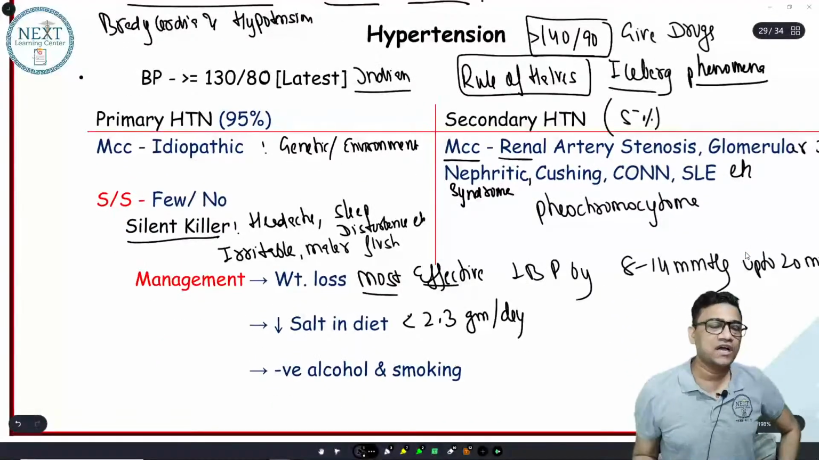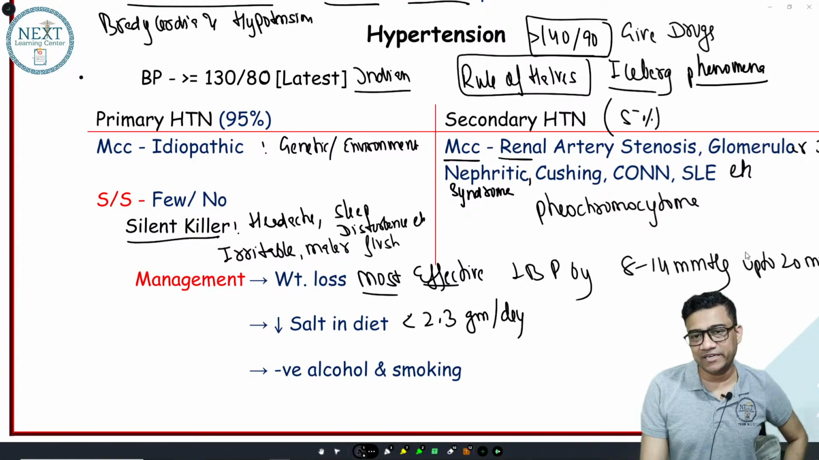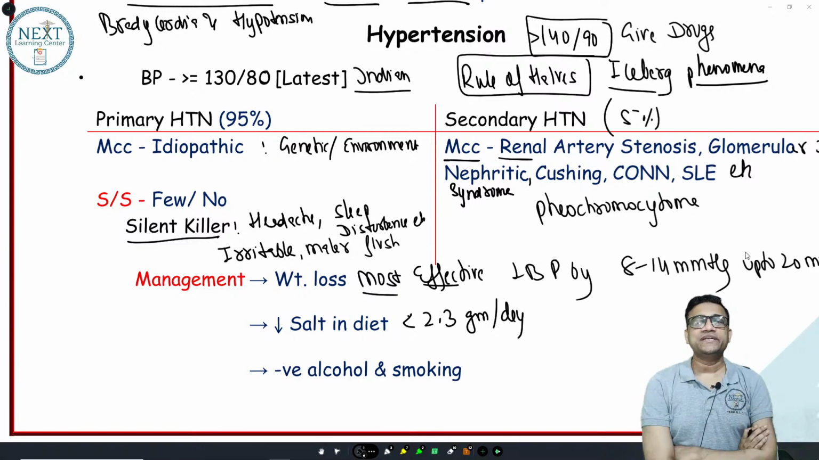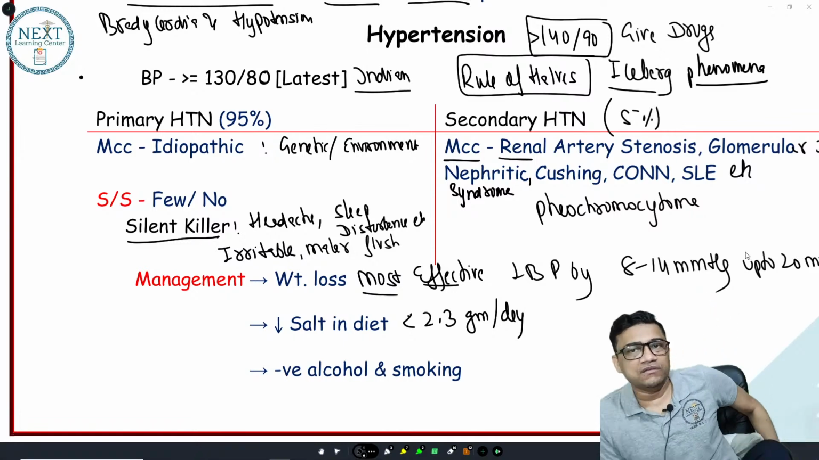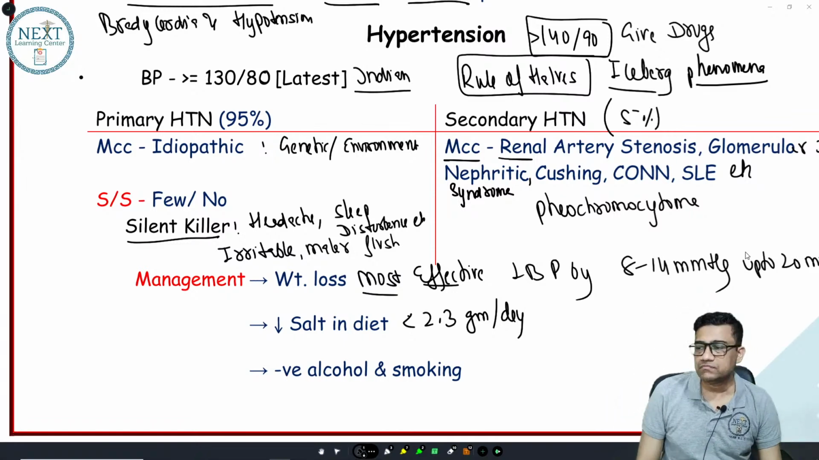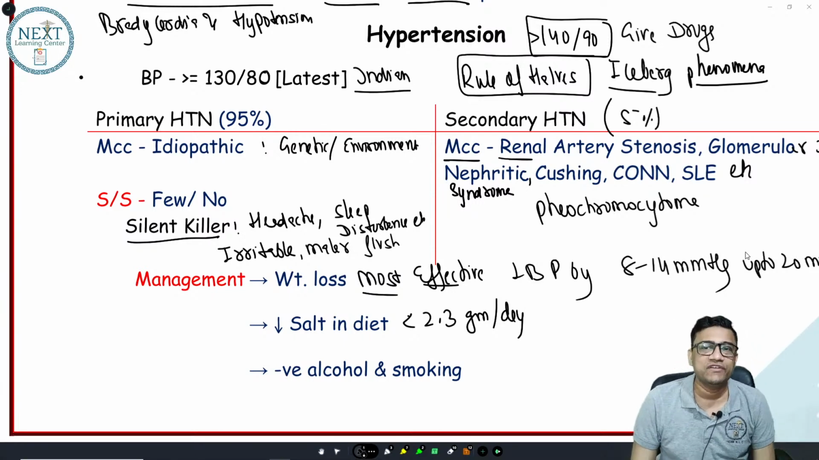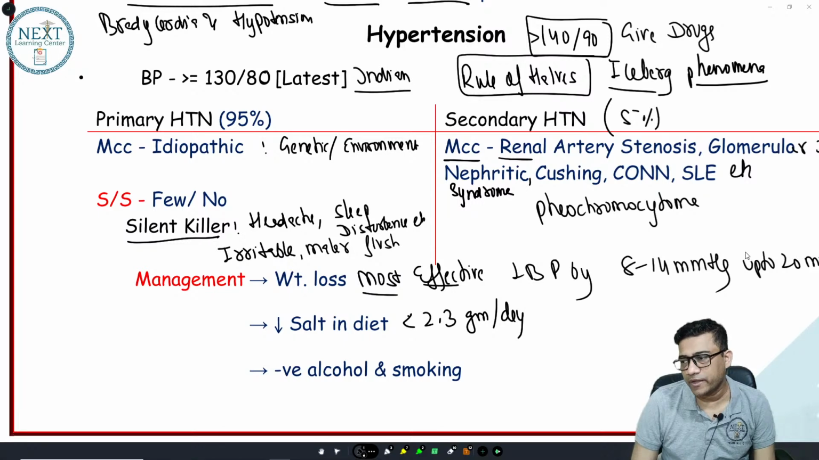Now we'll discuss hypertension. Hypertension is 130/80 is the latest guideline as per Indian guidelines, okay. Hypertension is 140/90 and we will give the drugs. So what do we give? We will give the drugs, okay. So drugs are given in this case. Now it follows the rule of halves.